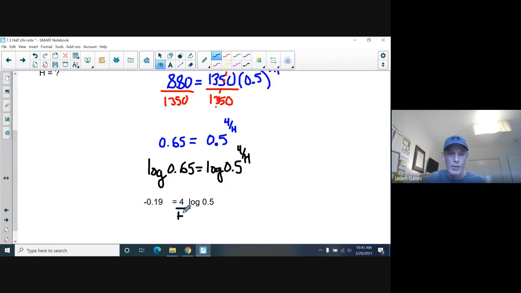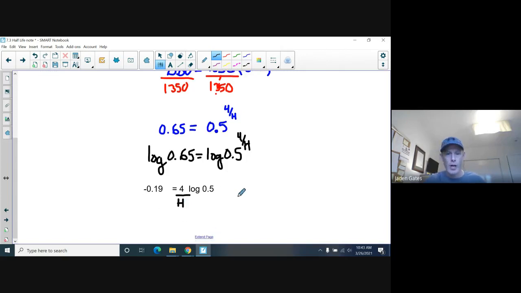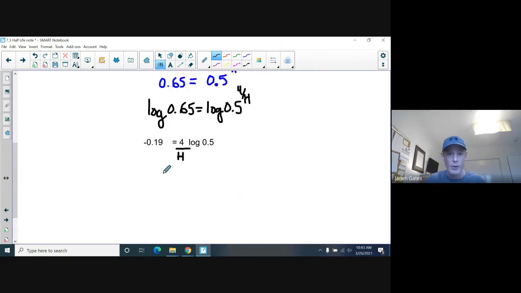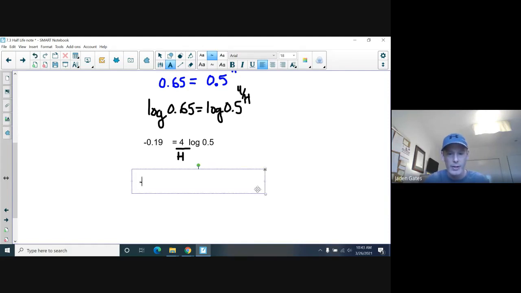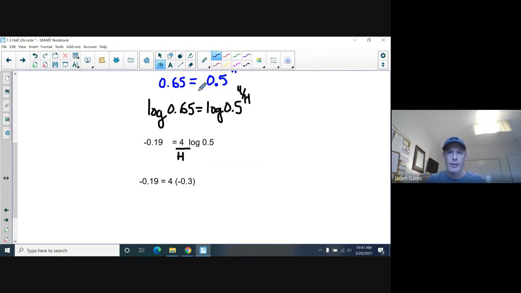So again, my exponent was a fraction, and when I bring it down to be a normal number, it's again a fraction. It's not going to change. Now I'm going to find the log of 0.5. We already had that. So I still have this negative 0.19 is equal to 4 over H. The log of 0.5 is negative 0.3. And again, I can't forget my H there.